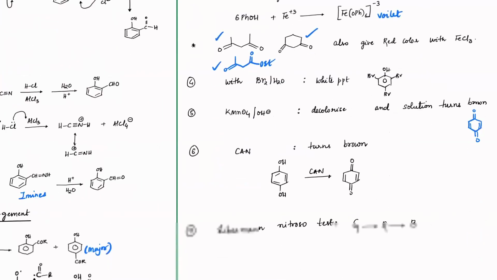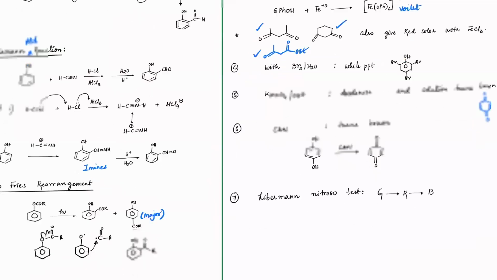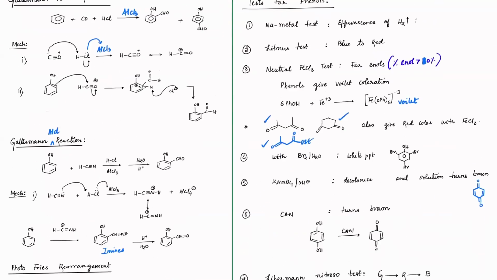Bromine water test, white precipitate formation, we have learned that. KMnO4 decolorizes and turns everything into brownish color because quinones are brown. And the CAN test also converts into quinone, which is brown color. The Liebermann nitroso test, we learned that it is the GRB test, correct? Which is red color changing to blue color. The green is not usually registered in many questions. They usually ask for red to blue. That is indophenol to indophenyl oxide. Okay, right? So these are the tests for phenols, everybody.